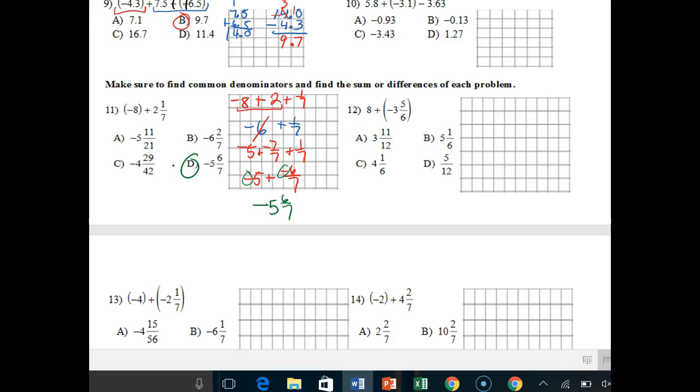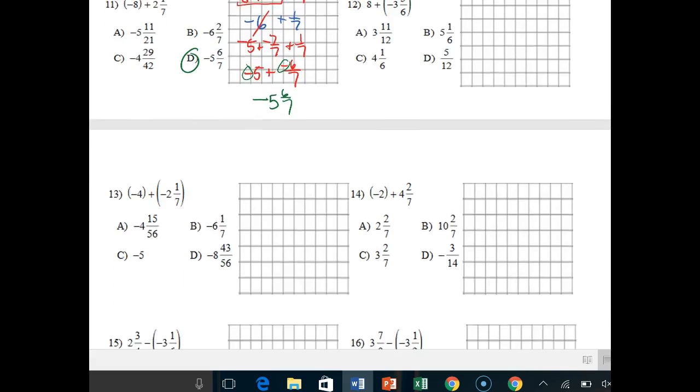Very confusing, I know. Pause the video, rewind it, watch it again if you need to, and try to do number 12. The big key right here was negative 6 and 1/7 were different signs, so that's why we had to borrow one whole in the form of negative 7 over 7 to go ahead and work with 1/7 to see what was left over.